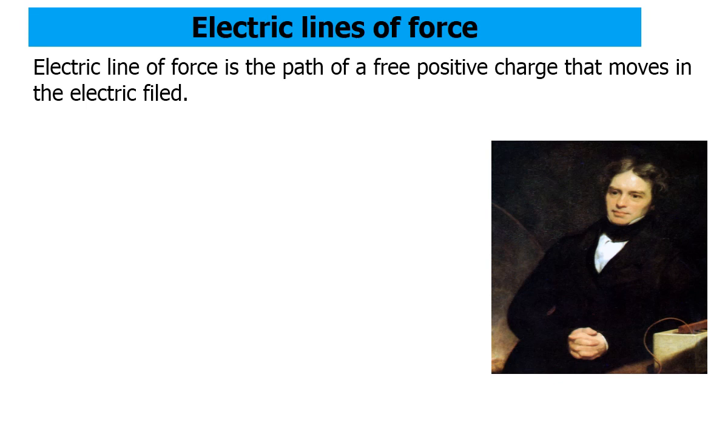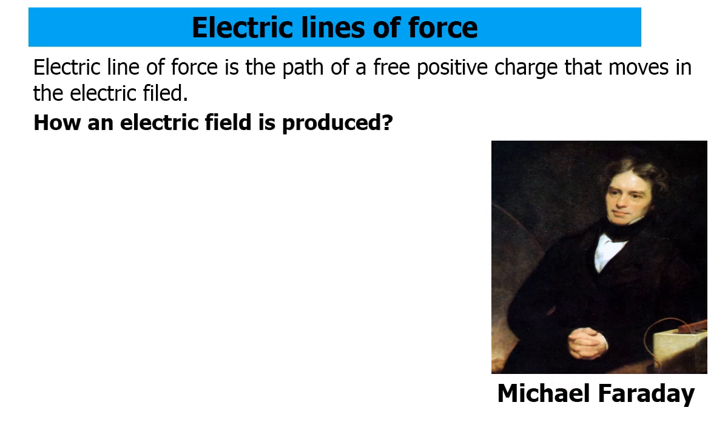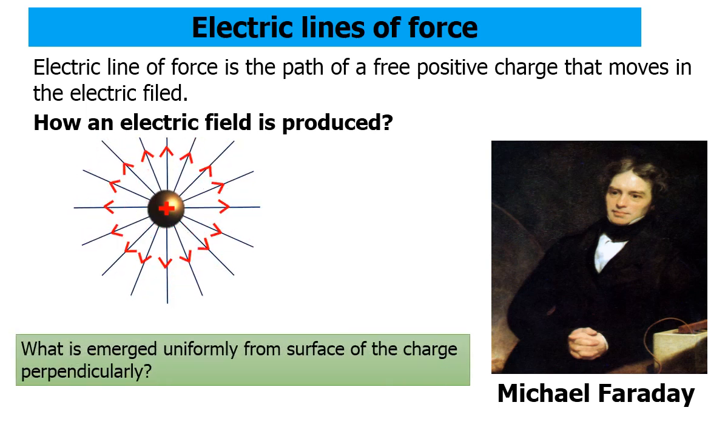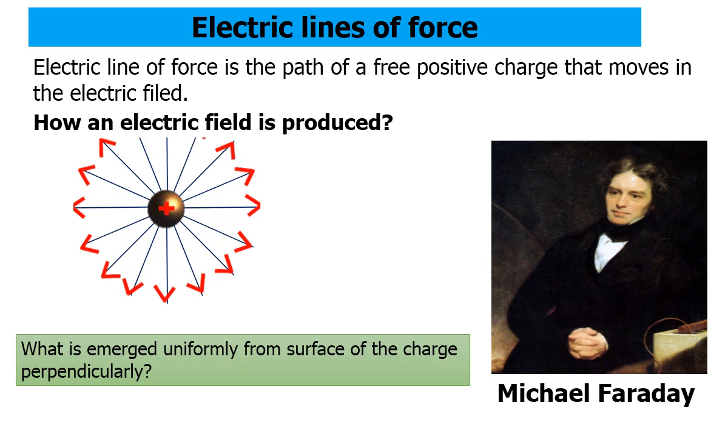You can see in the figure, the photo of Michael Faraday is given here, and how an electric field is produced. You can see here a positive charge, and what emerges uniformly from the surface of the charge perpendicularly, that is the electric line of force. It is an imaginary line, actually it has no real existence. And electric line of force is used to measure the electric intensity and to explain the direction at a point in an electric field.